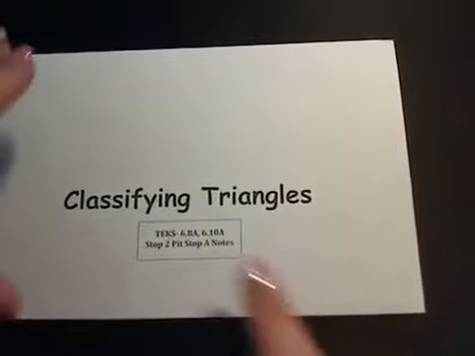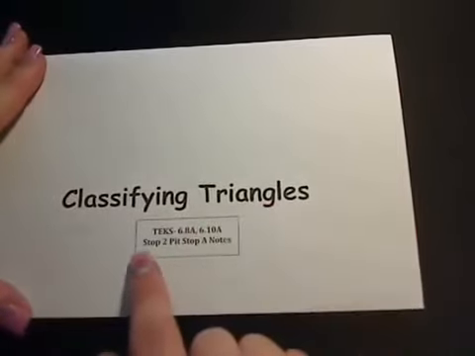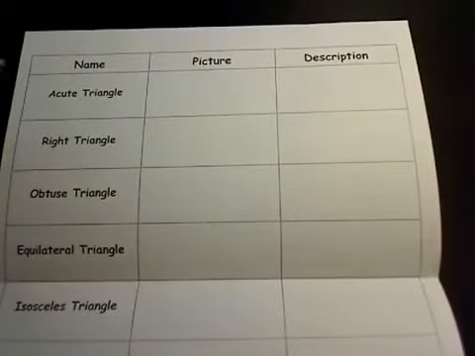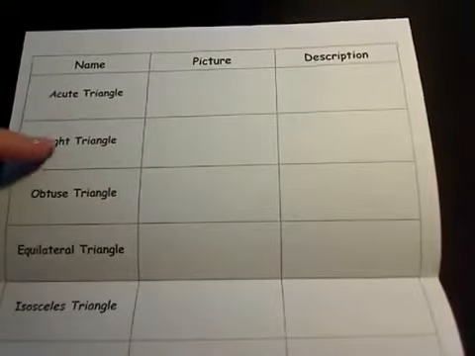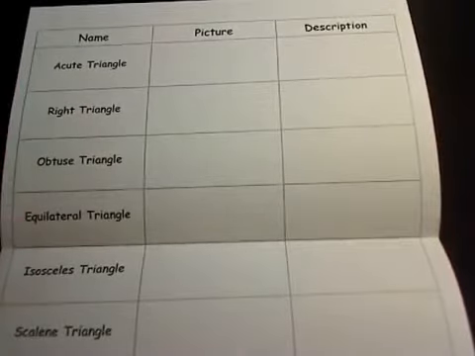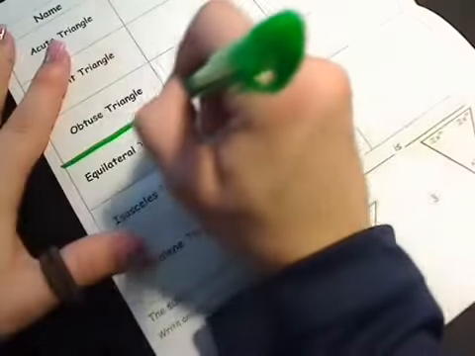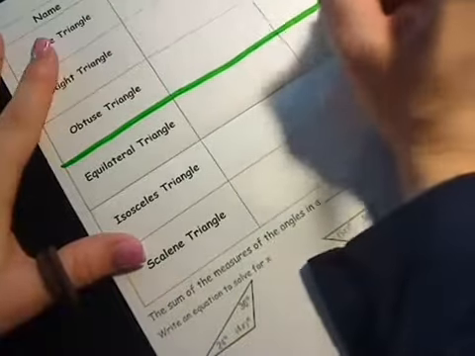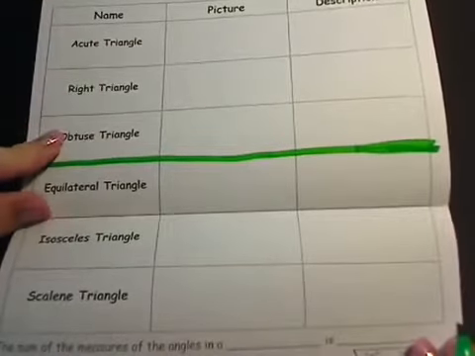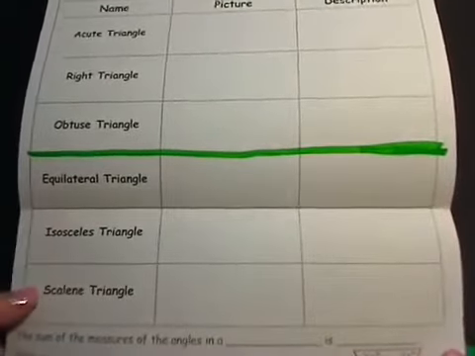Okay, these are your notes on classifying triangles. This is chapter 9, stop 2, pit stop A notes. In order to classify triangles, we have two different categories. We're going to classify it as acute, right, or obtuse, and then we can classify it as equilateral, isosceles, or scalene. This is kind of a breaking point on our two different classifications.